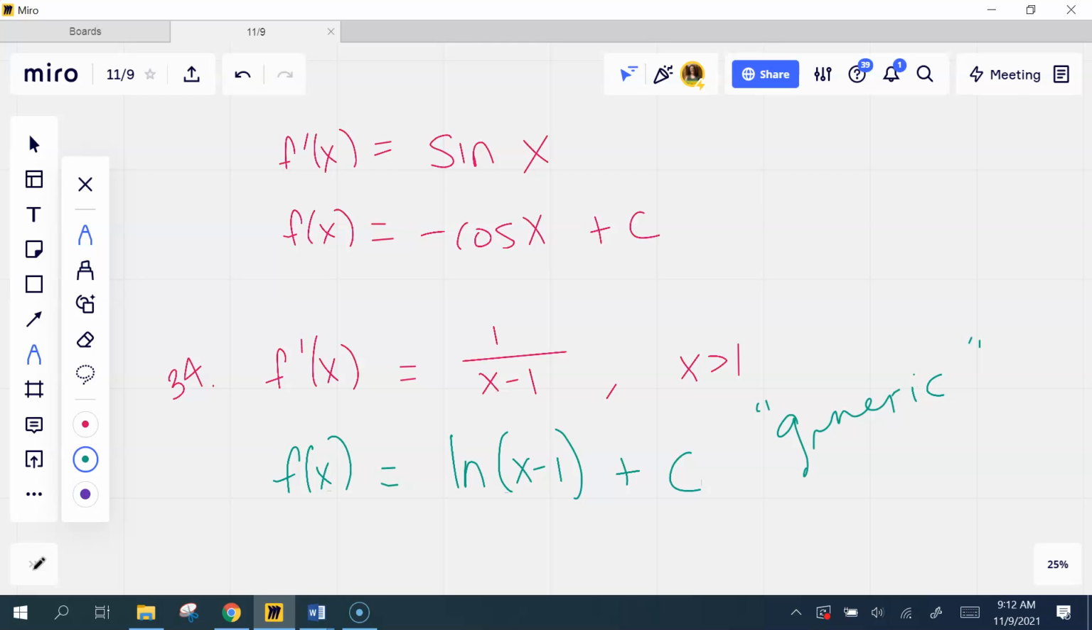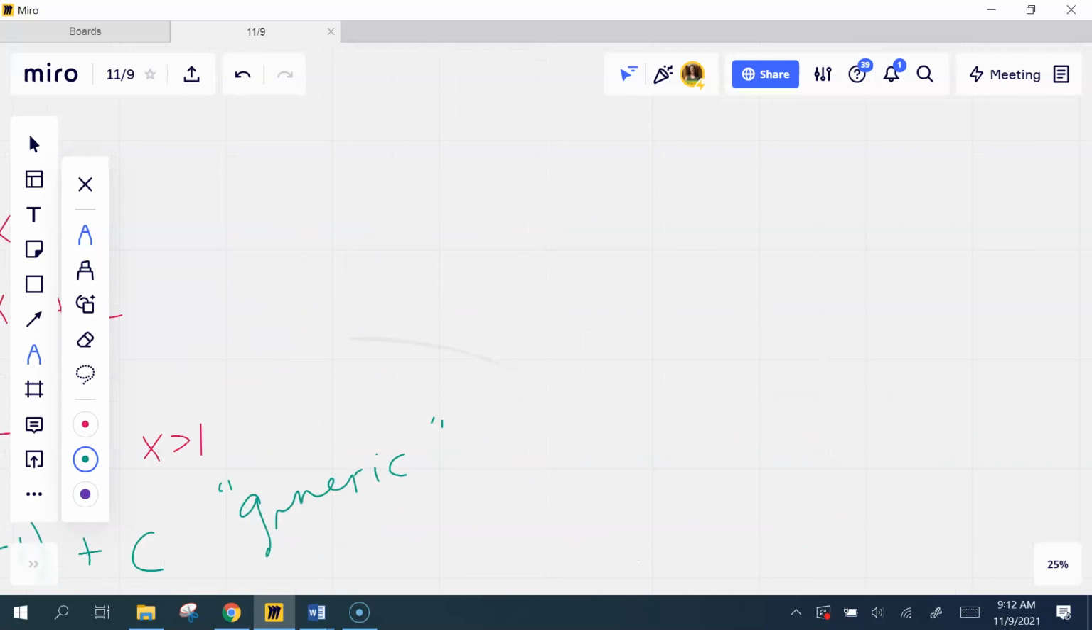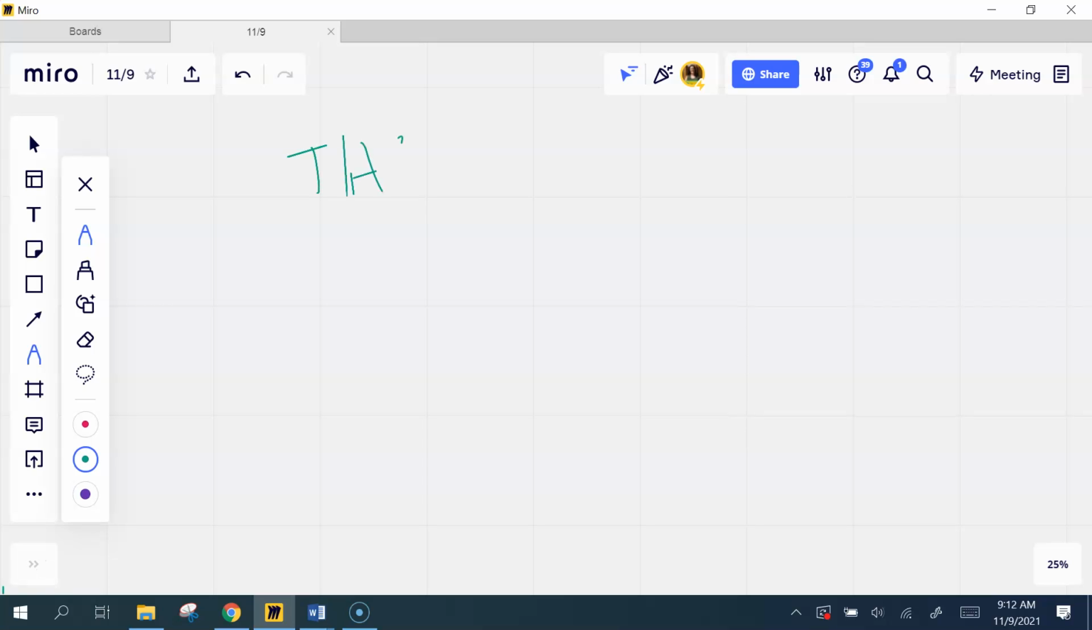But you're going to encounter some without a C. What if there's no number there? You can only assume that there wasn't. If I'm given a point that it goes through, I can substitute it in and find the C. So this will be the antiderivative.